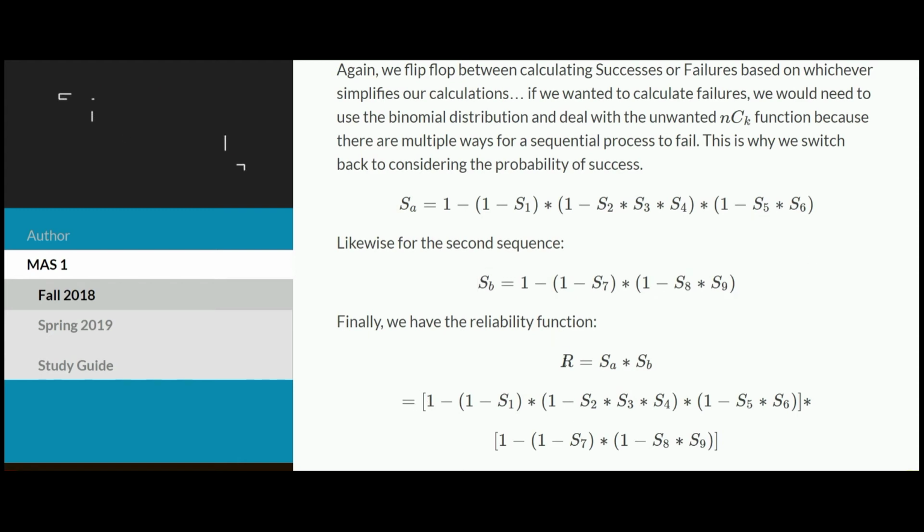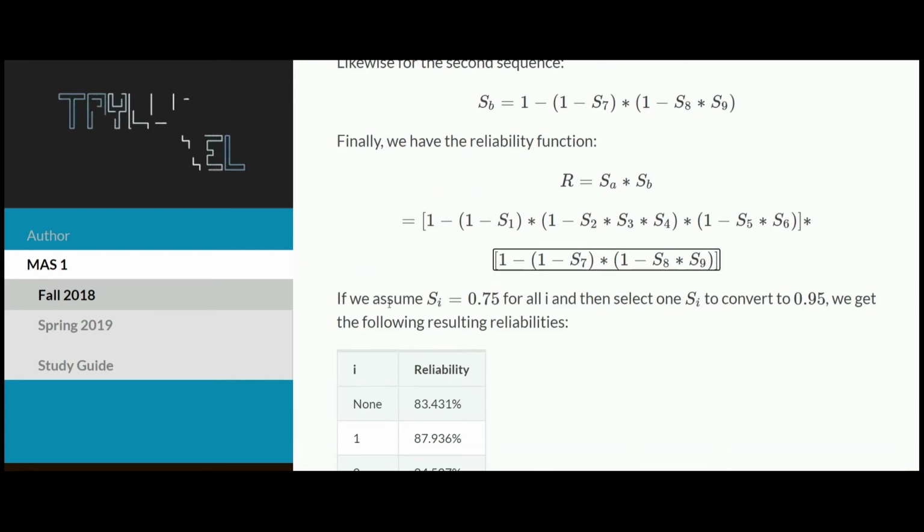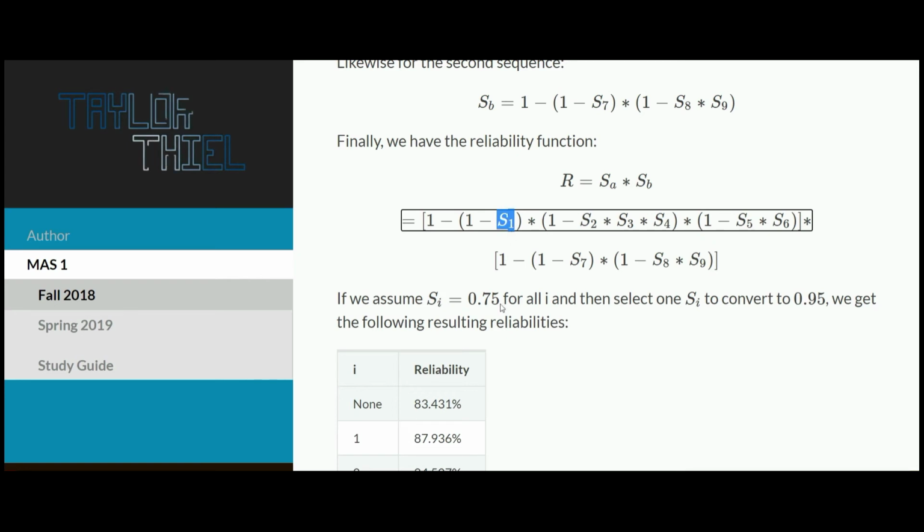So finally, we have the reliability is part A. You get from the beginning to that checkpoint, and then you get from that checkpoint to the end. It's just the product of those probabilities since they're independent. And this is just copying and pasting what we have up here. So at this point, we can then say, well, every single one of these parts, S subscript I, is 0.75.